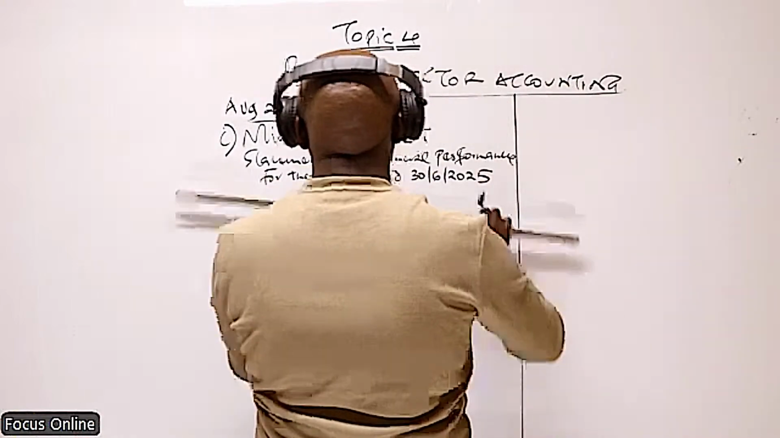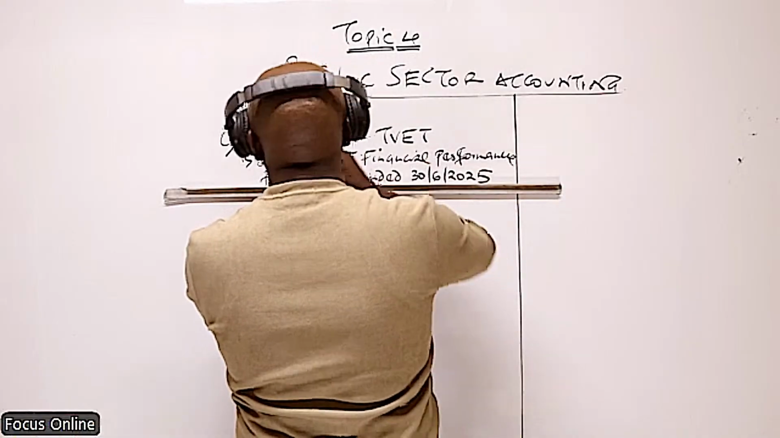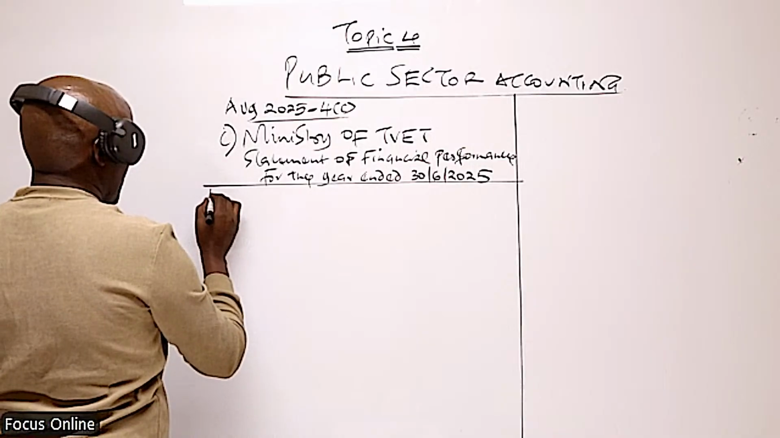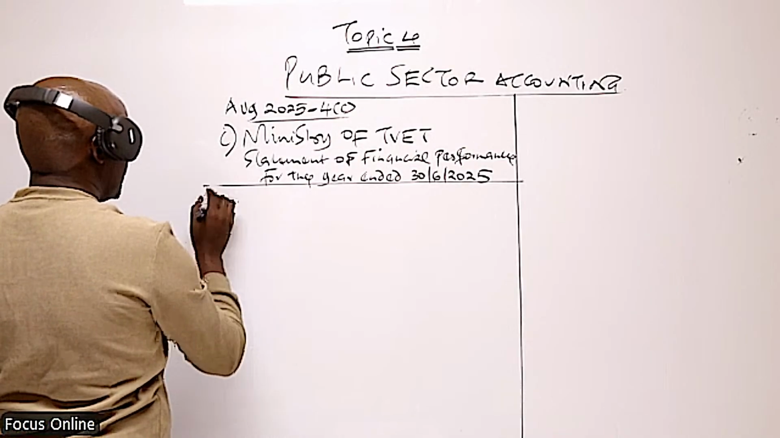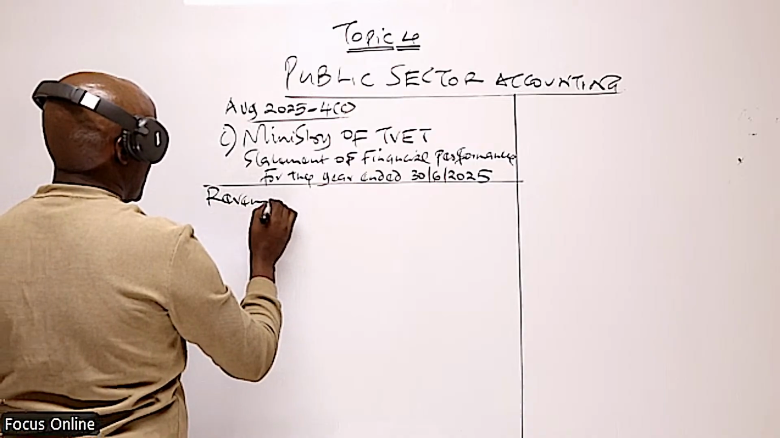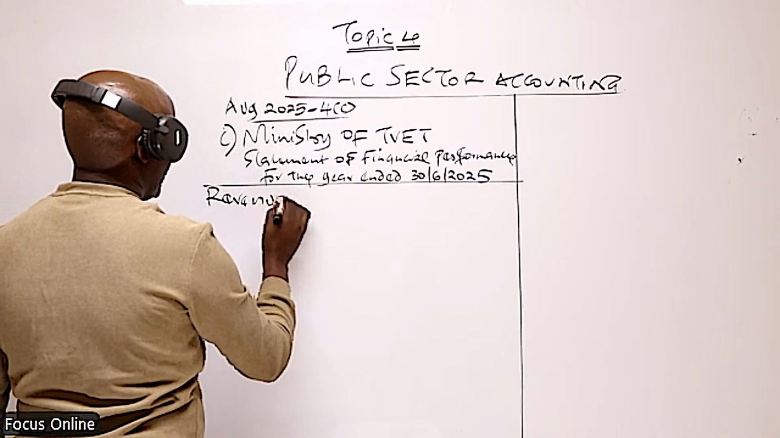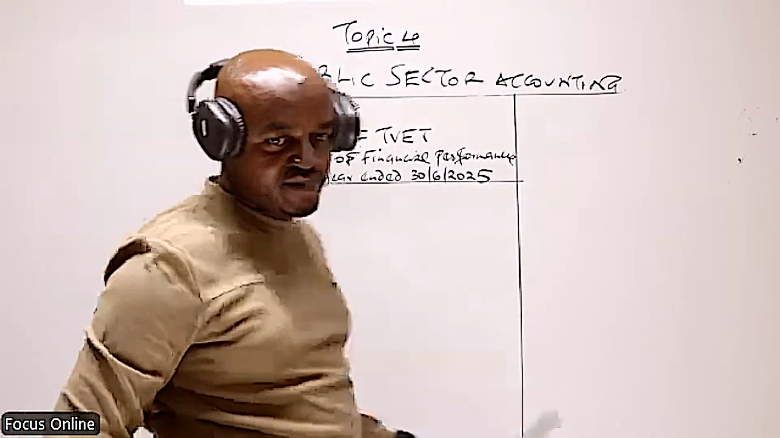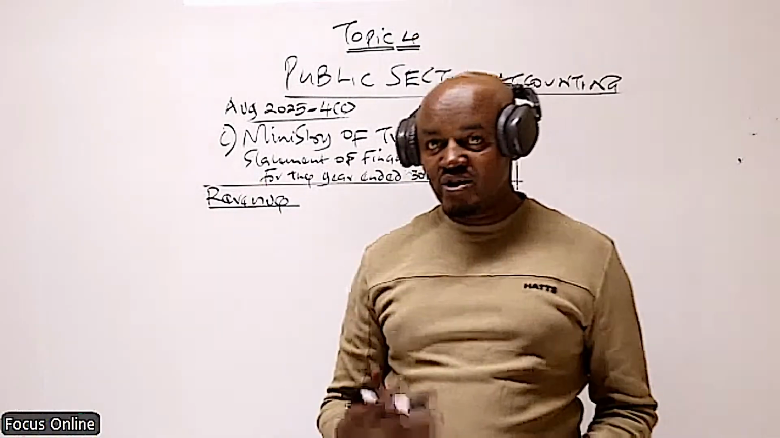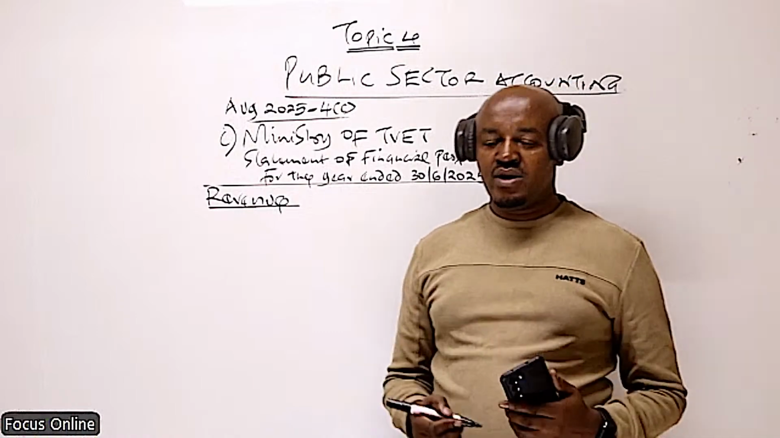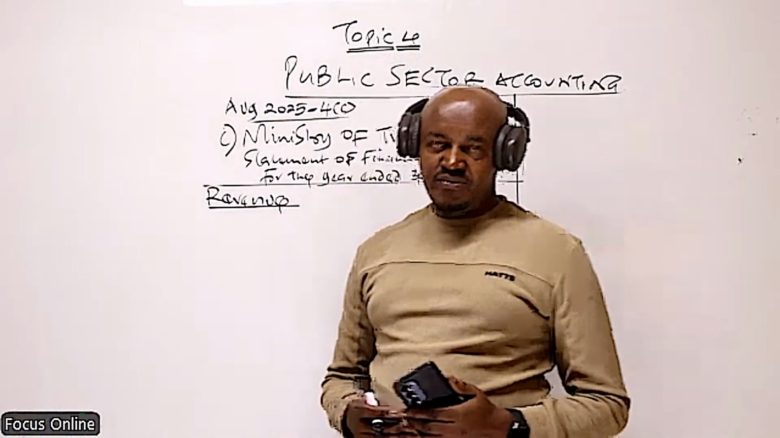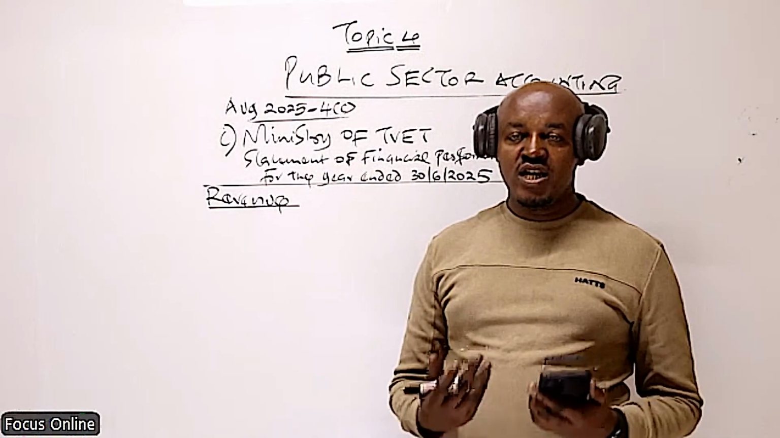And basically, what do we start with here? What do we start by recording? We start by recording the revenue of this particular ministry. Remember, revenue, we have said that it is like the incomes. But basically here we don't use the word income. We use the word incomes when dealing with profit-making organizations. But when dealing with non-profit making organizations, basically we talk of revenue.